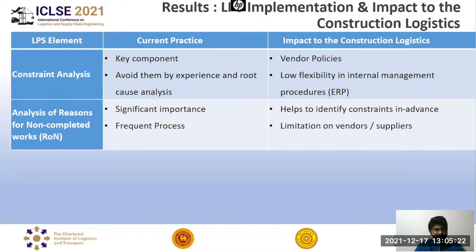is significantly important and highly practiced under the current system. Also, we could identify a positive trend which helped to identify constraints in advance. And only in the cases where there are limited vendors or suppliers, only in such cases we couldn't overcome those reasons for the non-completed works.